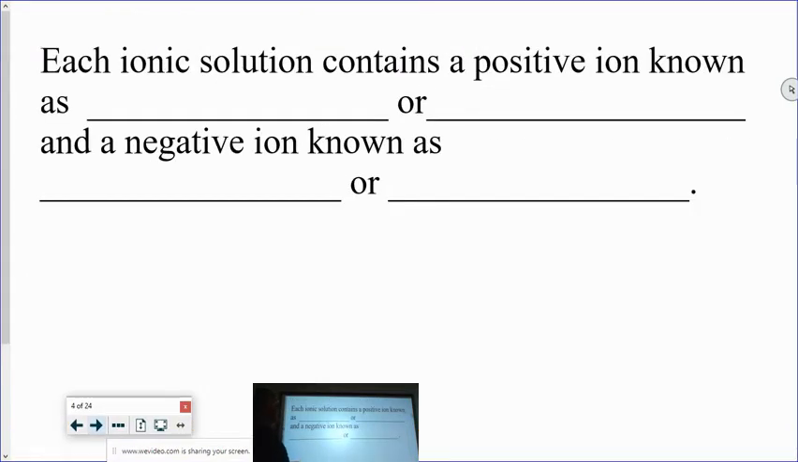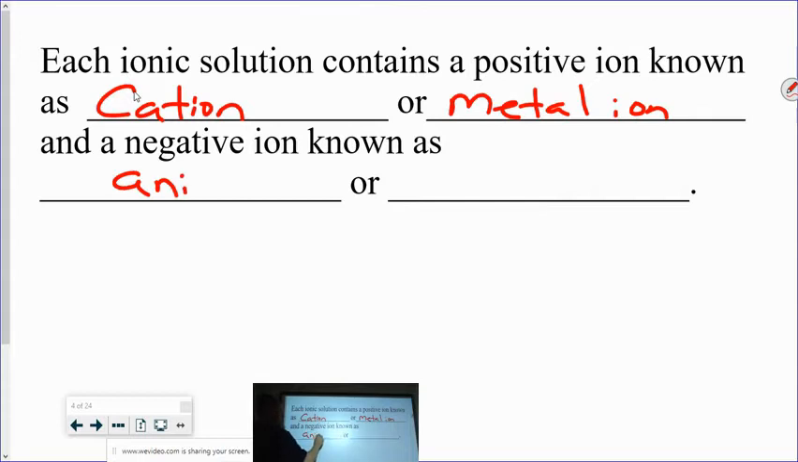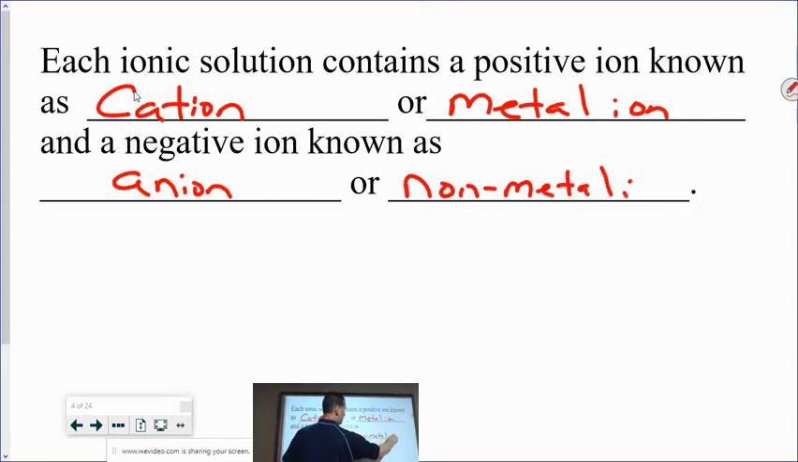Each ionic solution contains a positive ion known as a blank or a blank, and a negative ion known as a blank or a blank. So pause the video and see if you can fill in the blanks. Well, you can call it a cation or a metal ion, and you can call it an anion or a non-metal ion. Those would be your choices for that.